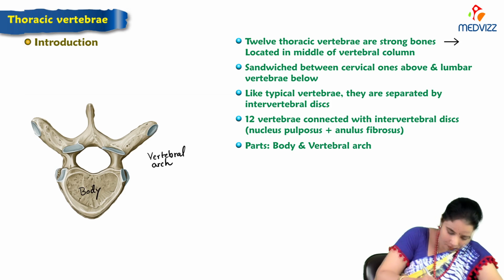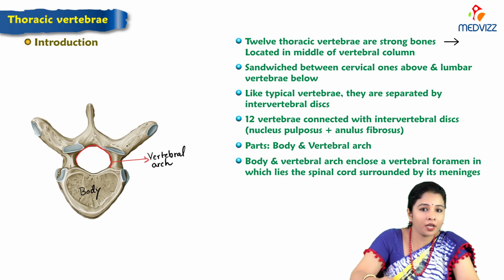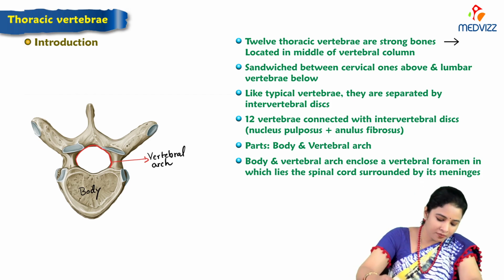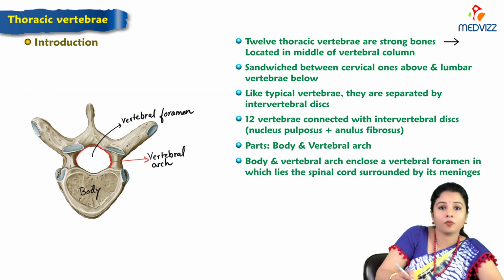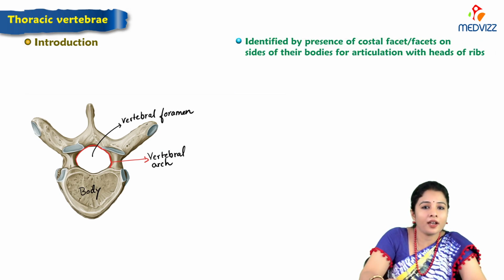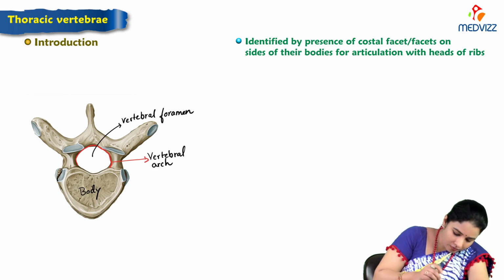So the body and vertebral arch enclose a foramen called the vertebral foramen, in which lies the spinal cord surrounded by its meninges. These thoracic vertebrae are identified by the presence of costal facets. Costal facets are present on the sides of their bodies. So we can see here the costal facets.